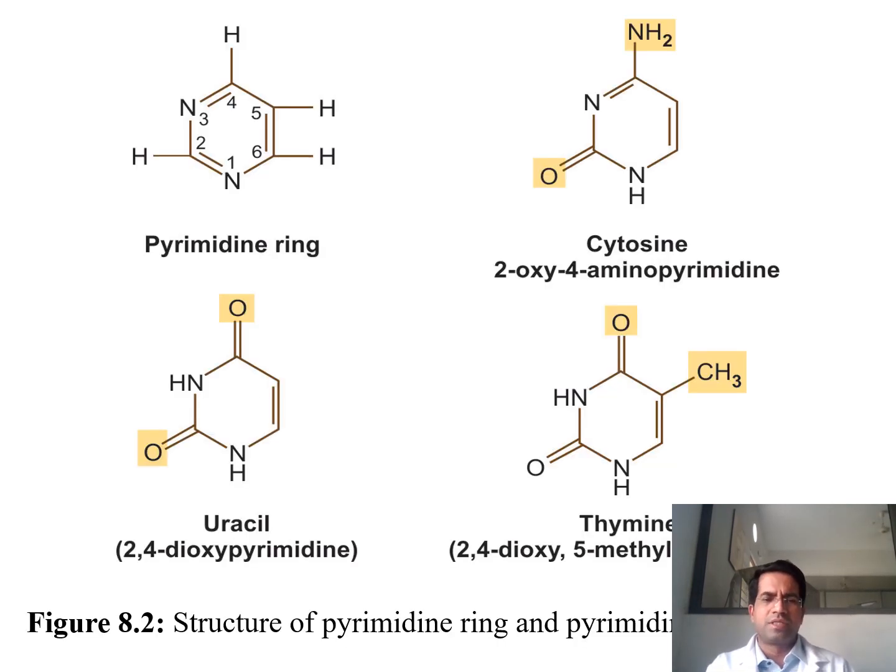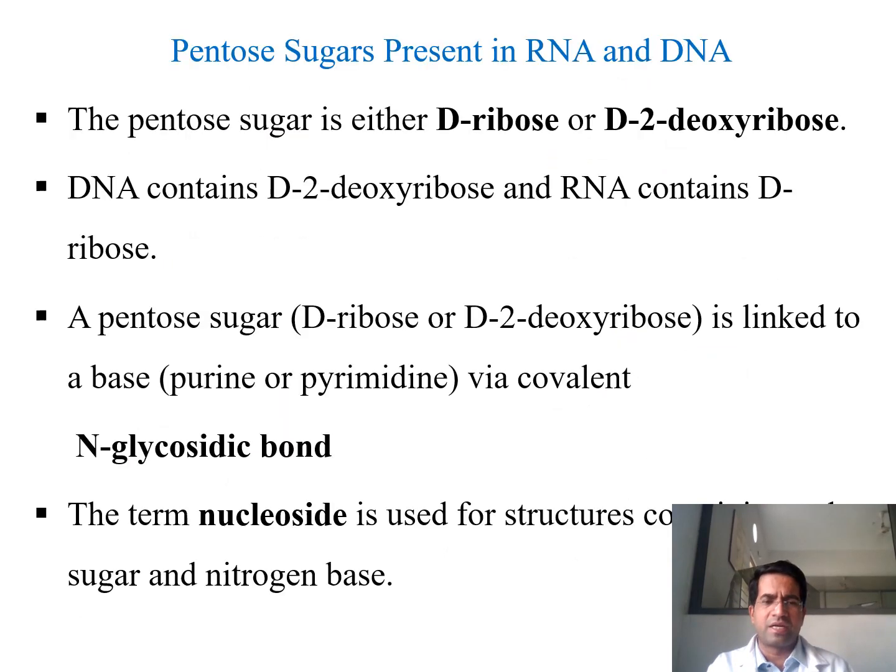Again, this is the structure of the basic pyrimidine ring, and cytosine is nothing but 2-oxo-4-amino pyrimidine. Uracil is nothing but 2,4-dioxypyrimidine. Thymine is nothing but 2,4-dioxy-5-methyl pyrimidine. I am again telling you, there is no need to memorize or practice these structures. The structures are only for your understanding.